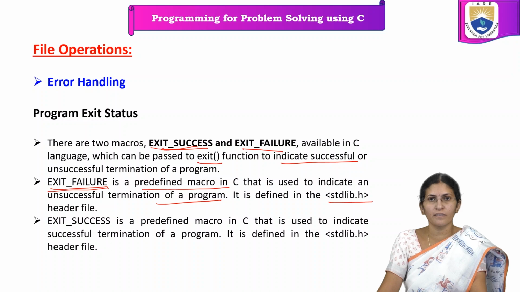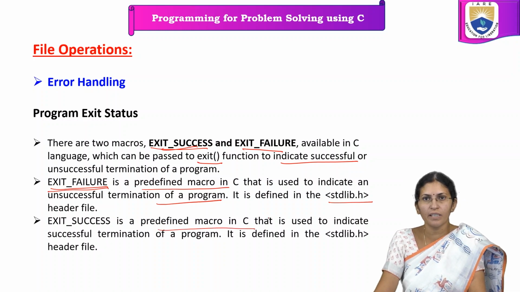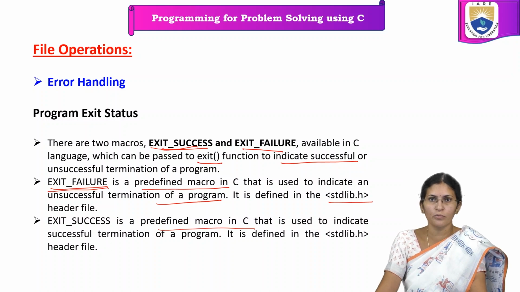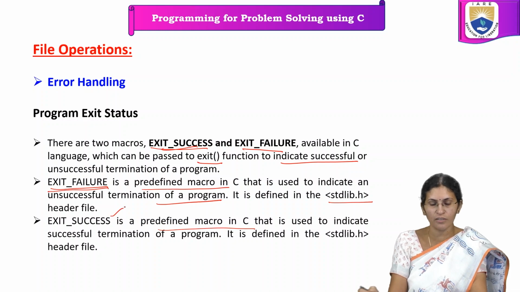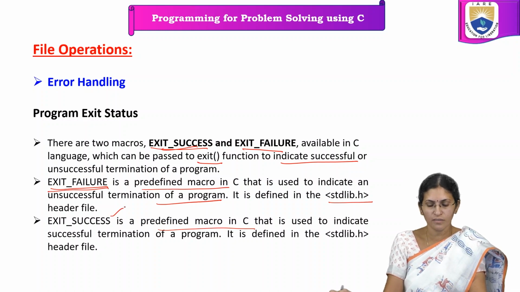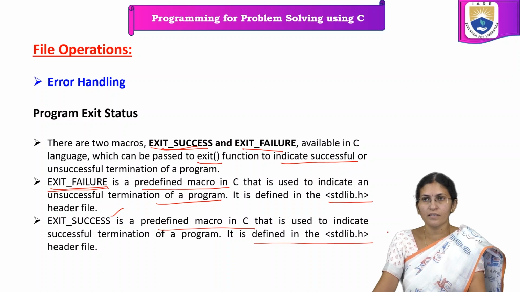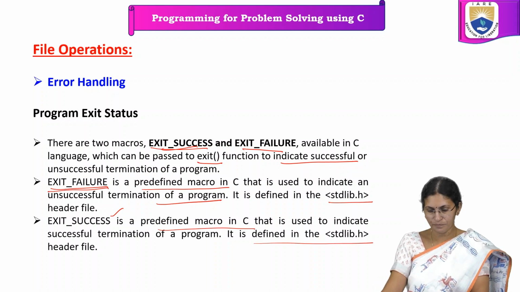Next one is EXIT_SUCCESS. It is a predefined macro in C which is used to indicate successful termination of the program. If the program terminates successfully, we can check the status of this. It is defined in the stdlib.h header file.